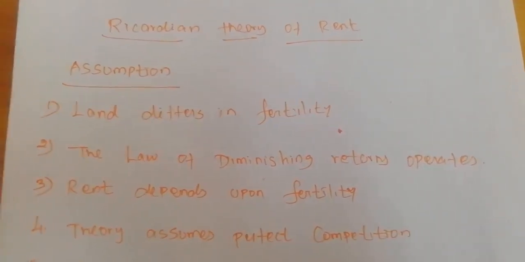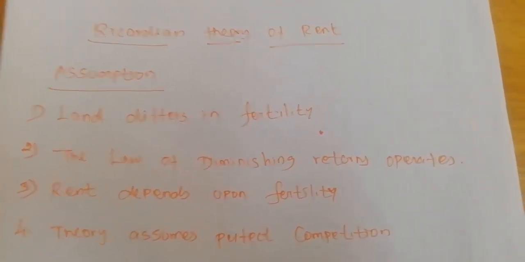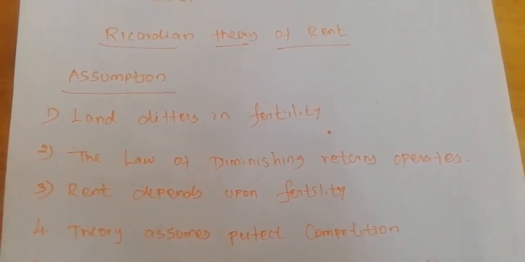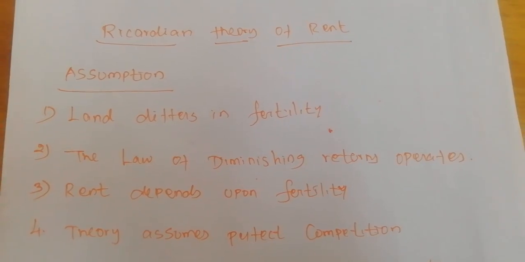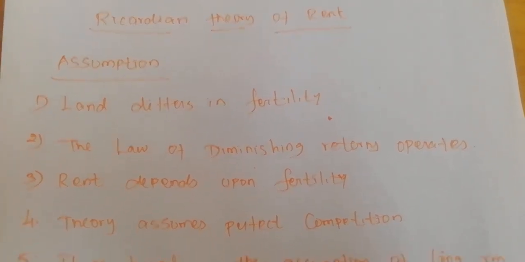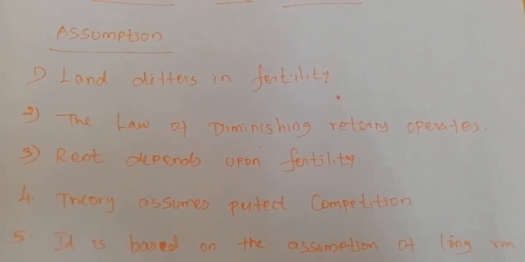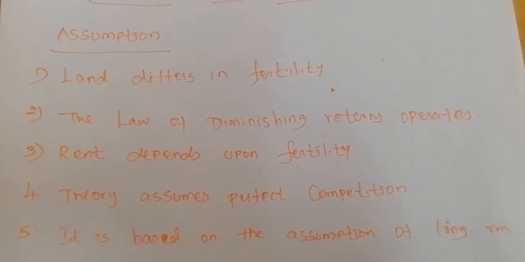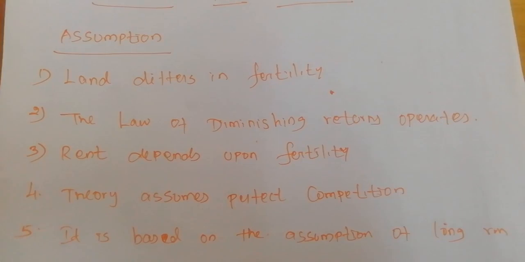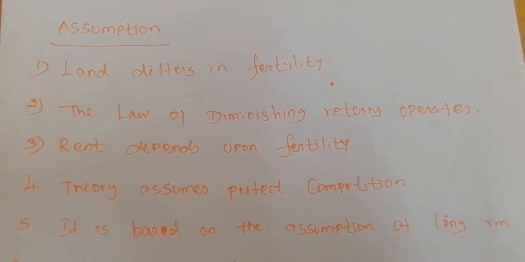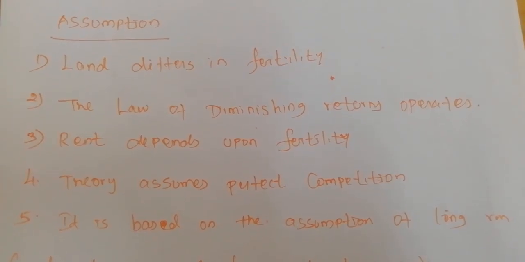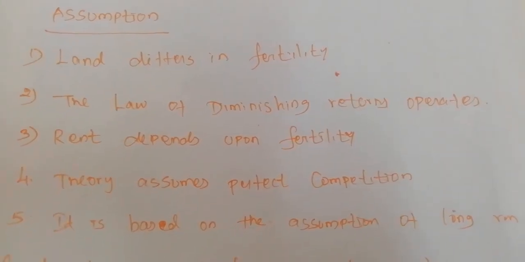On the basis of the Ricardian theory, the rent is given to the land for the purpose of the indestructible or original power of the soil. So we have to take some assumptions to prove this theory. First one is land differs in fertility. So on the basis of fertility, the land will differ.